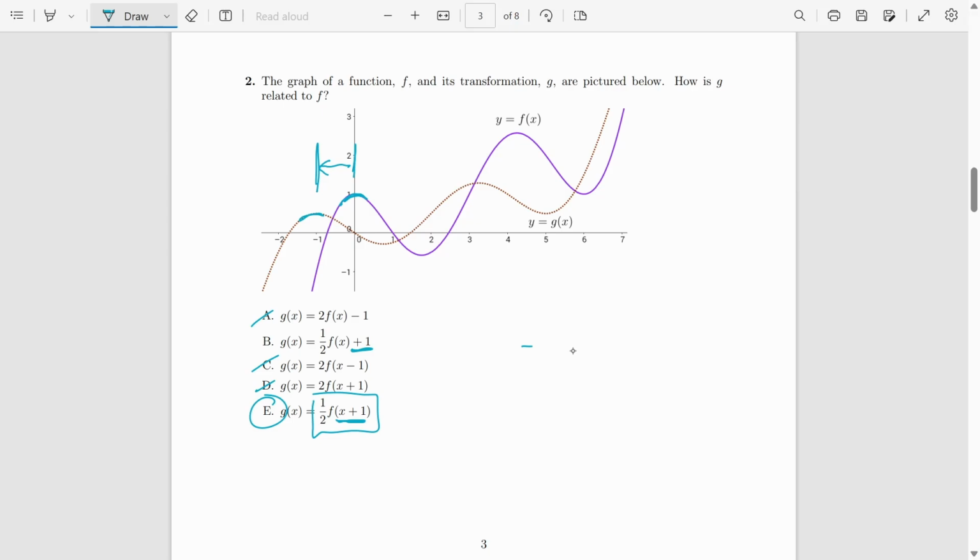Whenever you do it on the inside, it's horizontal. Whenever you do it on the outside, it's vertical. And there's not really any vertical movement, just vertical compression. So that one's wrong. And then for all the others, they ended up using a factor of 2 instead of a factor of 1/2. When you have a number greater than 1 there, it ends up stretching it horizontally instead of compressing it. And numbers like 1/2, yeah, it compresses it, which we saw. So E is the correct answer here.